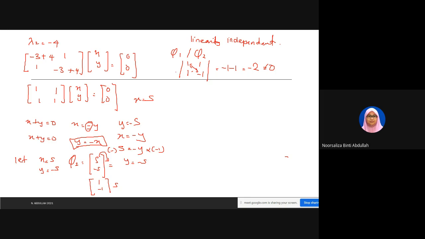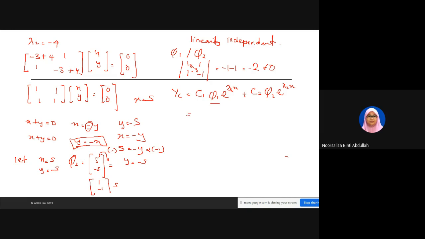If this one is not equals to 0, then your system is linearly independent. Then you have to find the YC. YC for the homogeneous system is equals to C1, eigenvector 1, exponent lambda 1 x plus C2, eigenvector 2, exponent lambda 2 x. You have the eigenvector and the eigenvalue, then you just put them into this equation.